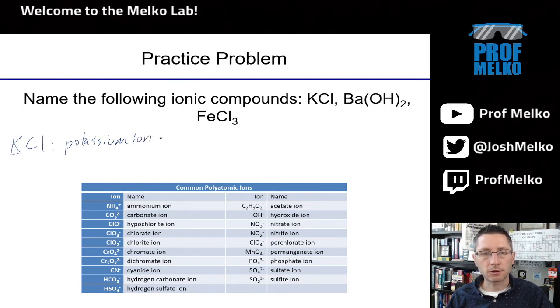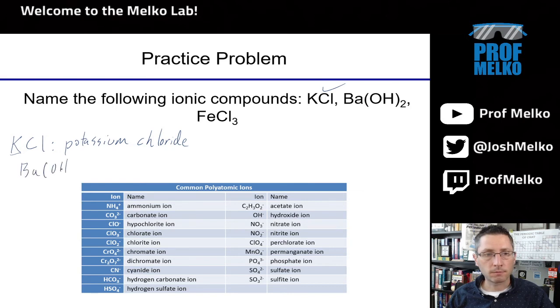The Cl is called the chloride ion, right? Chlorine becomes chloride. And when naming this, I drop the word ions. So it just becomes potassium chloride for KCl. Done.